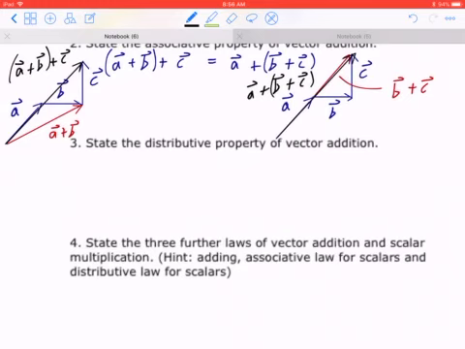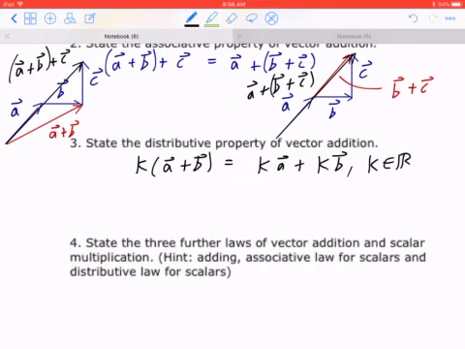So this means if you take some scalar multiple k and you multiply this by a plus b, this is the same as saying k times a plus k times b. And of course, k is an element of the real numbers. So I'm just going to pick a number, right? So let's say k is 2. And k could be any real number in general.